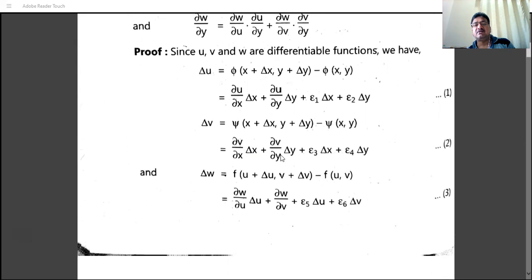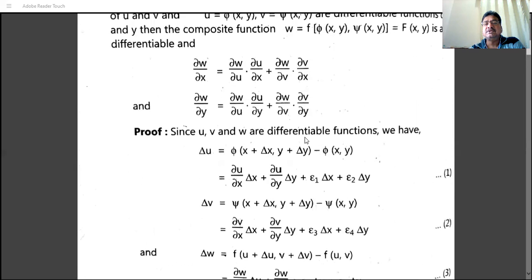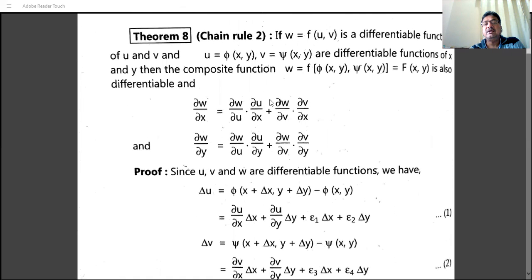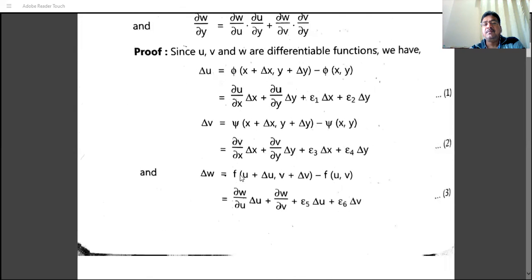Again, the same definition of differentiability. Here the notation for f is v, because v is now a differentiable function. So Δx ∂v/∂x, Δy ∂v/∂y, epsilon 3 Δx, epsilon 4 Δy. Again, the same definition. And then w is a differentiable function of u and v. And so f of u, v is what? f of u, v.